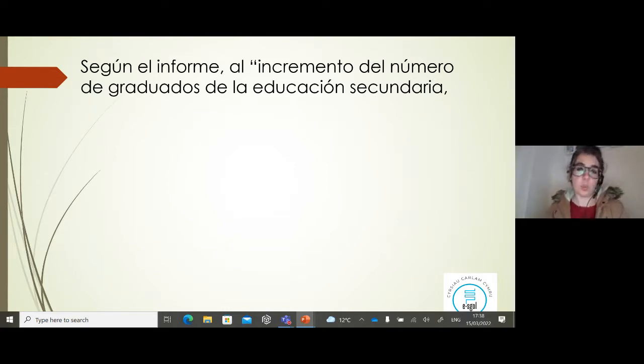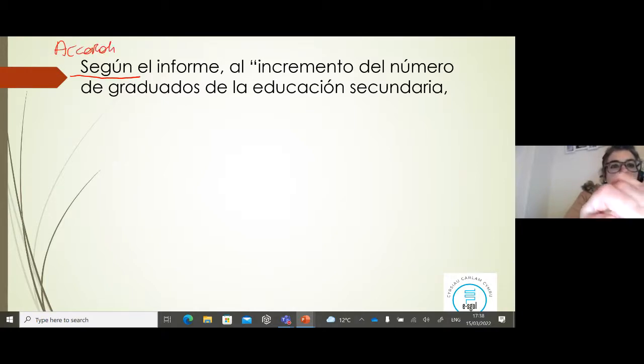To what was the big increase due? Según el informe, there's a word that you might be using for the oral as well. Según el mundo, según un artículo. So "according to" is a good word to memorize, even for referring to your sources in the oral.